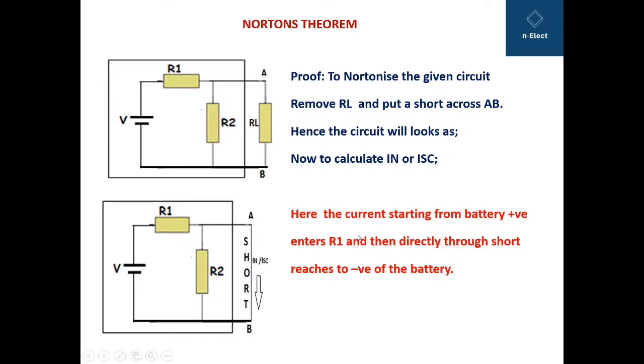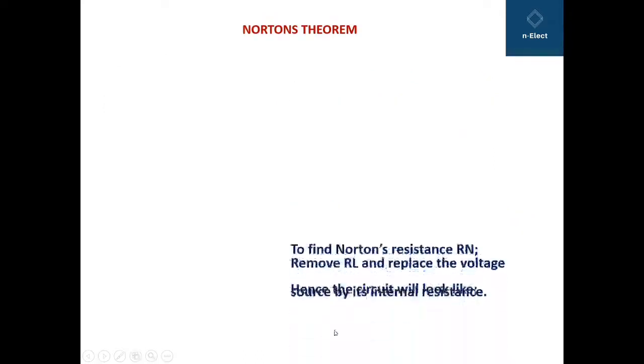And hence the current IN will be the total voltage in the circuit divided by the total resistance existing in the path from positive to negative of the battery. So the total resistance existing in the path will be R1 only, R2 will not come into the picture, and therefore IN will be equal to V upon R1. So the first parameter, the Norton's current, we have already calculated.